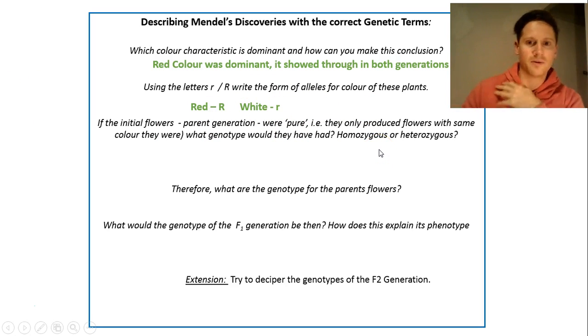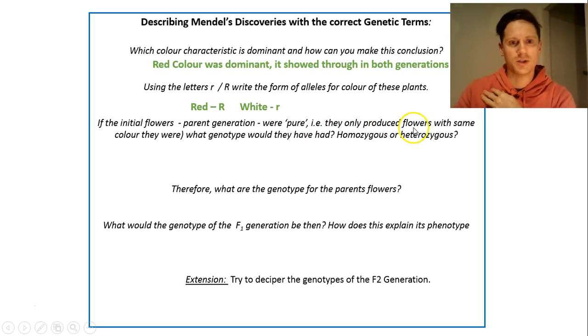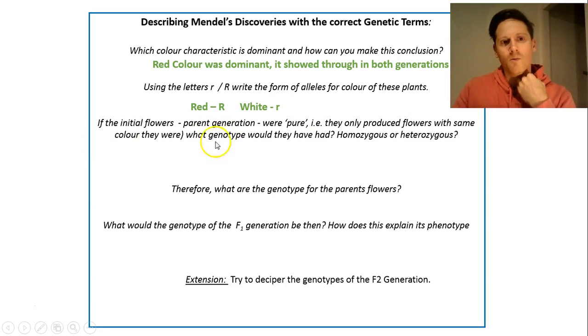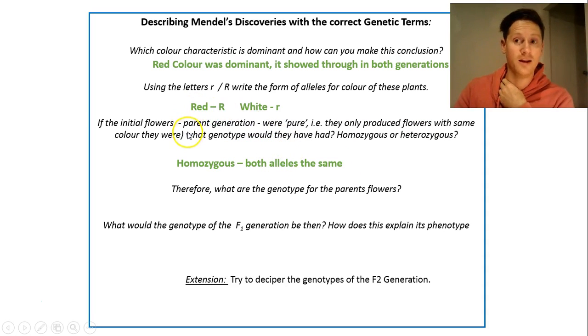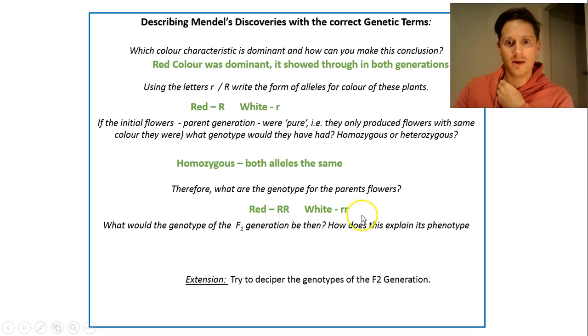Now the initial flowers were pure, so they only produced flowers with the same color. What genotype would the parent generation have? Homozygous or heterozygous? Have a think about it. The answer is homozygous, okay, because they've got the same alleles in the parent generation, either red or white, okay? Therefore, what are the genotypes for the parent flowers? Now they're going to be big R, big R for the parent red and little r, little r for the parent white.